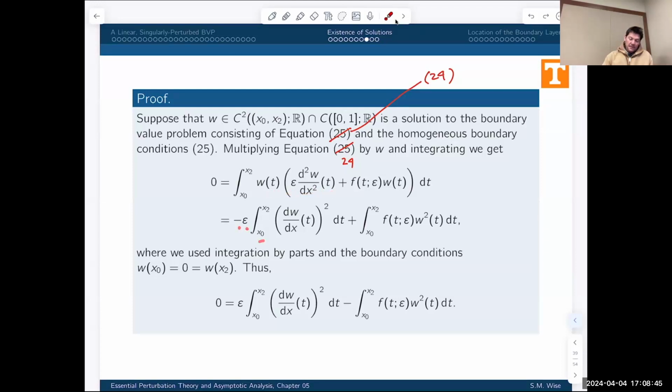When I do that, I get a minus epsilon integral from x0 to x2. So I get two terms that multiply each other: the first derivative of W times the first derivative of W. That's another way of saying the first derivative of W squared. The boundary term goes away when I do that integration by parts. That's because W is equal to 0 on the boundary. The second term stays the same. W times fW, so this just gives me the integral of fW squared. All right, so we used integration by parts to treat that guy and use the boundary conditions. So here's what we have. Got this guy set equal to 0.